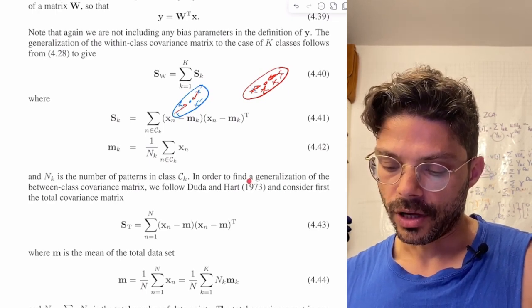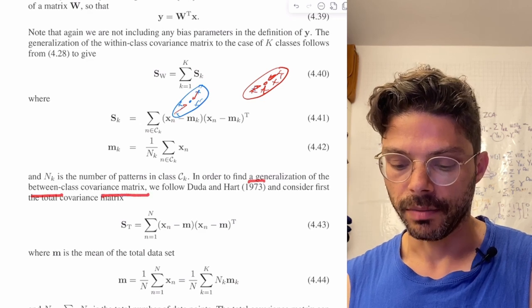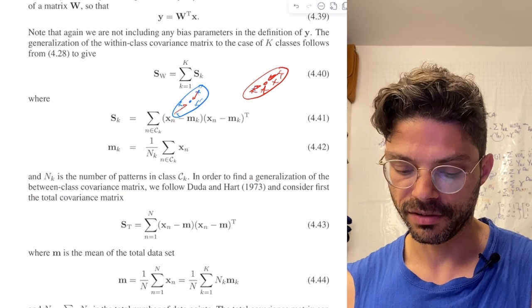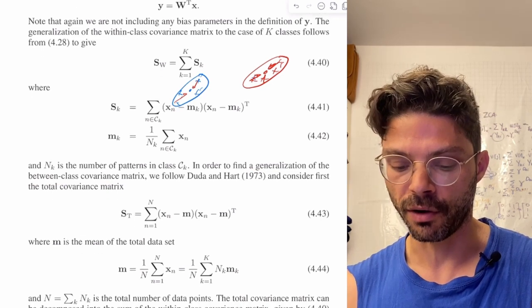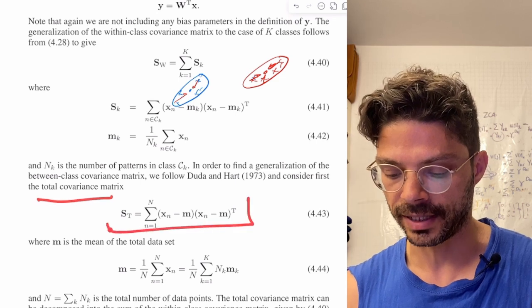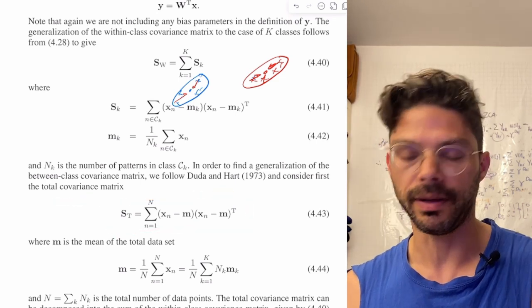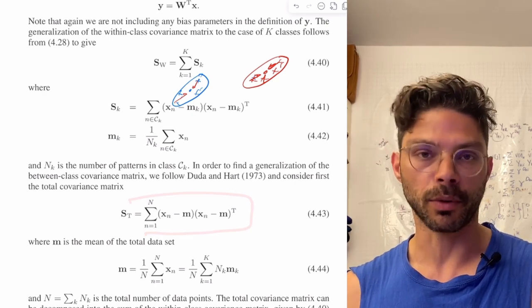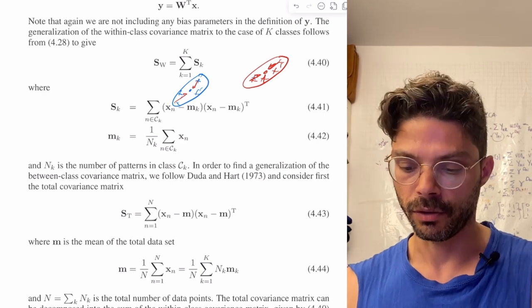Now, in order to find the generalization of the between class covariance matrix, so this was the within class, we follow Duda and Hart and consider first the total covariance matrix. This is basically the normal covariance you would compute for the data if there were no class labels. This is what you would compute in PCA, for example, where there are no class labels. You're just computing the covariance of your data.